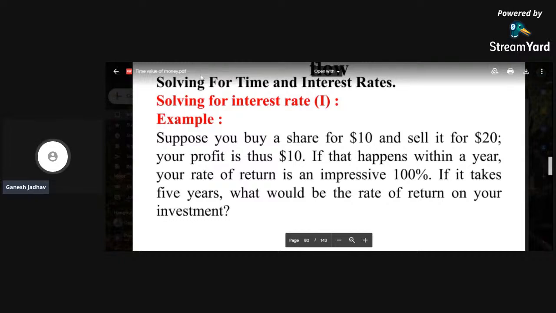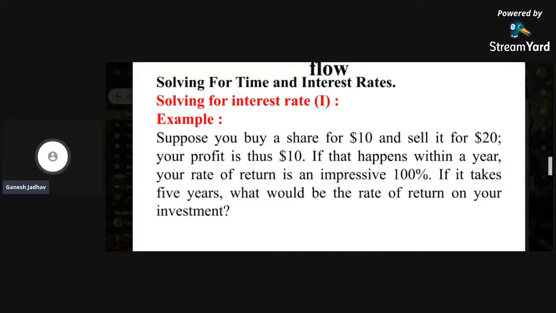You buy a share for $10 and sell it for $20. So what is your buying price? That is $10, and selling is $20. So what is your profit? Profit is 20 minus 10, that is $10.